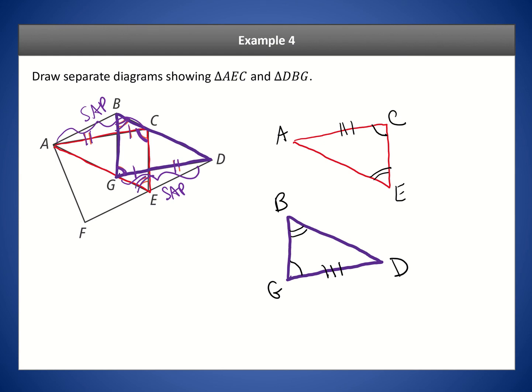All right, so that's the information that we know. That's all we know based off of the diagram. And so you can see that these two triangles are congruent. Triangle AEC is congruent to triangle DBG by the AAS, because we have an angle, angle, side, angle, angle, side.